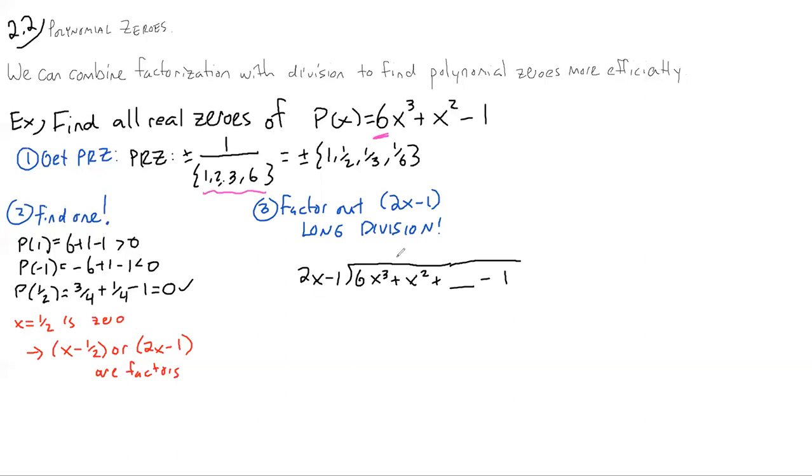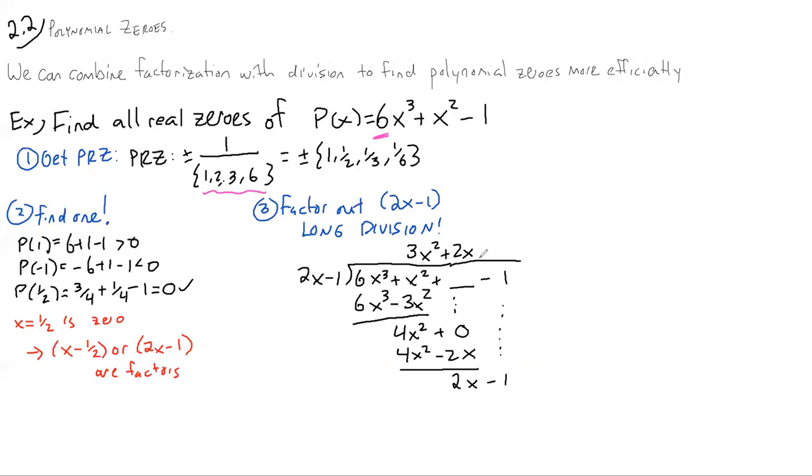2x, I've got to multiply by 3x squared to match the 6x cubed. And so I should distribute that through to get a negative 3x squared. And when I subtract the whole thing, 1 minus negative 3 is 1 plus 3 is 4x squared. There's nothing really to bring down. And I'll do the next one. So I'm going to need 2x times 2x to get 4x squared. Distribute it through to get a 4x squared minus 2x. And then 0 minus negative 2x will be plus 2x. Bring down my minus 1.